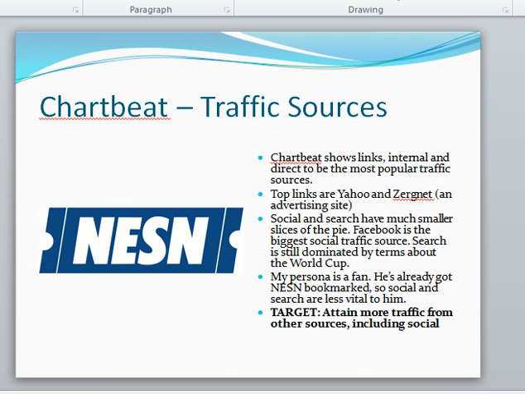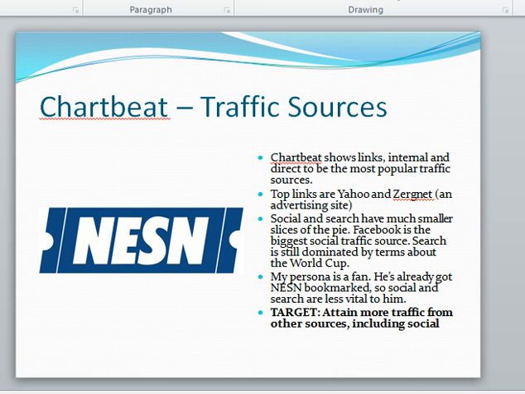Chartbeat also looks at traffic sources. It shows links, internal and direct happen to be the most popular traffic sources. Top links are coming from Yahoo and Zergnet. Zergnet is an advertising site. Social and search have far smaller slices of the pie. However, Facebook is the biggest social traffic source by far. Search is still dominated by terms about the World Cup, all completely understandable.